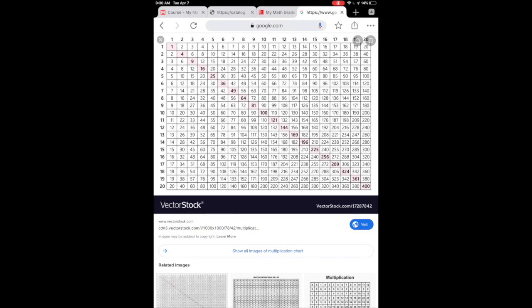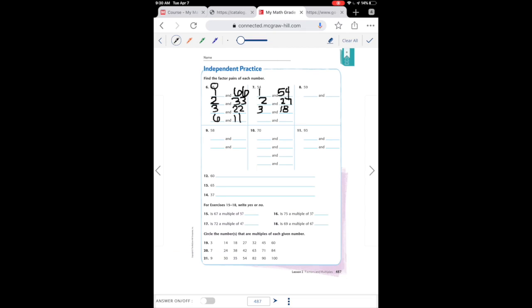5. Well, if 5 is going to be in a factor pair, it's going to end in a 5 or a 0, and 54 doesn't do that, so it can't be 5. 6. Well, I already know 6. I know that 6 times 9 is 54. So 6 and 9. Okay, number 8. 8's super easy.